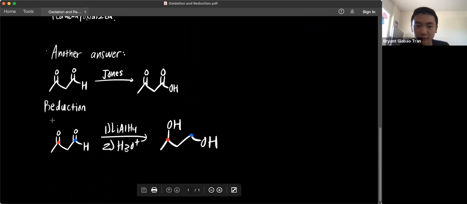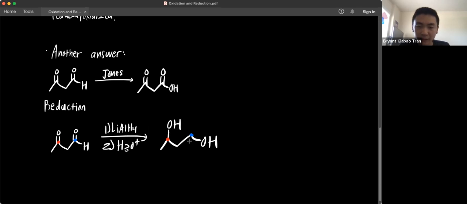And if you want to do a reduction reaction, then you would use a reducing agent like LiAlH4 and the acid workup step, where we would reduce this ketone into the alcohol because we removed an oxygen bond, and reduce this aldehyde into the alcohol because we removed an oxygen bond and added another hydrogen bond here, which is the reduction step there.